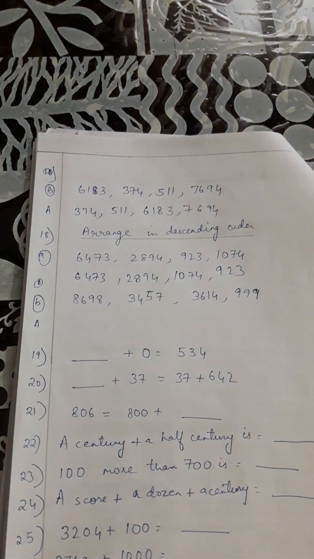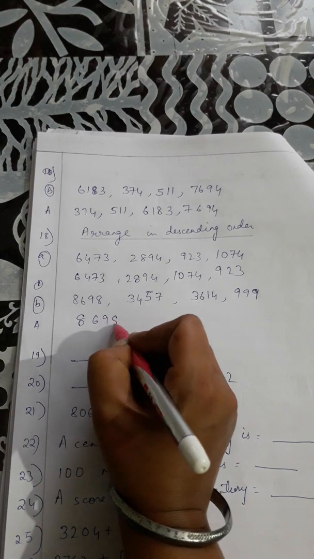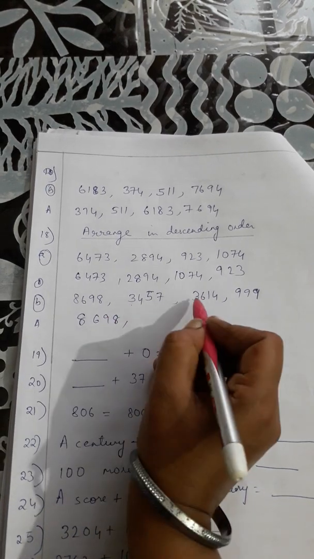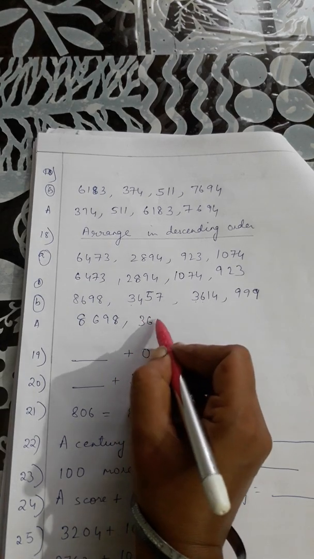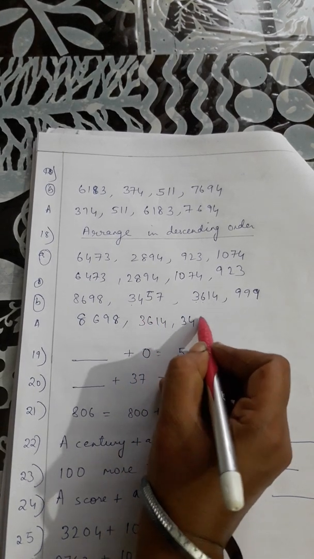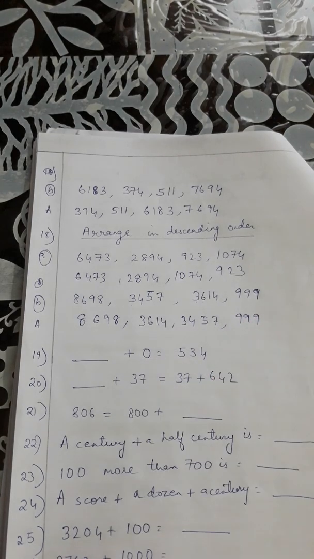Next, which is the highest number in this? 8698. After that, here is also 3000. The next number is 3614 and 3457. 999.